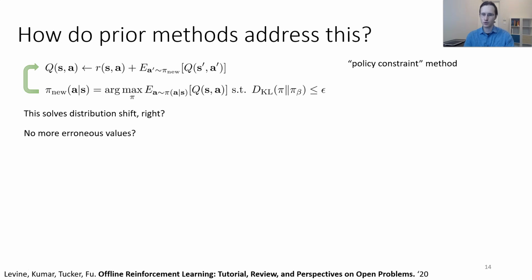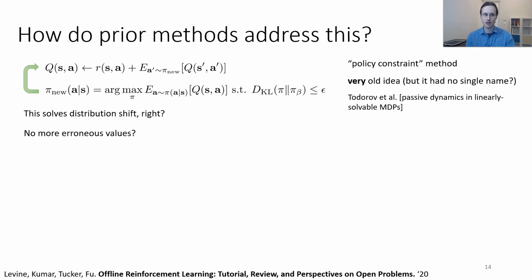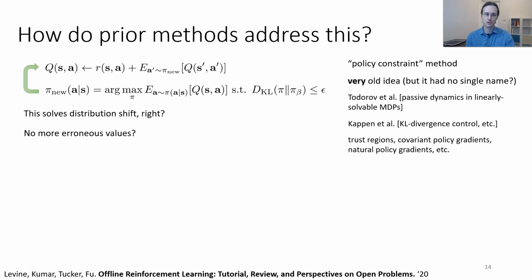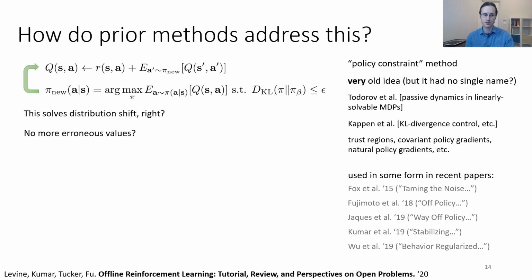This is at the core of what we call policy constraint methods. So we have a tutorial that we wrote on offline RL, which is referenced here at the bottom of the slide, that catalogs these techniques. And this is a large class of algorithms that we would call policy constraint methods. It's a very old idea. In fact, it's so old that I don't even know whether it has a name. It's popped up time and time again in the literature on linearly solvable MDPs, KL divergence control, trust regions, covariant policy gradient, natural policy gradient, and so on. And more recently, it's been used in a number of recent papers, many of them focusing on KL divergence constraints, but also a few others.